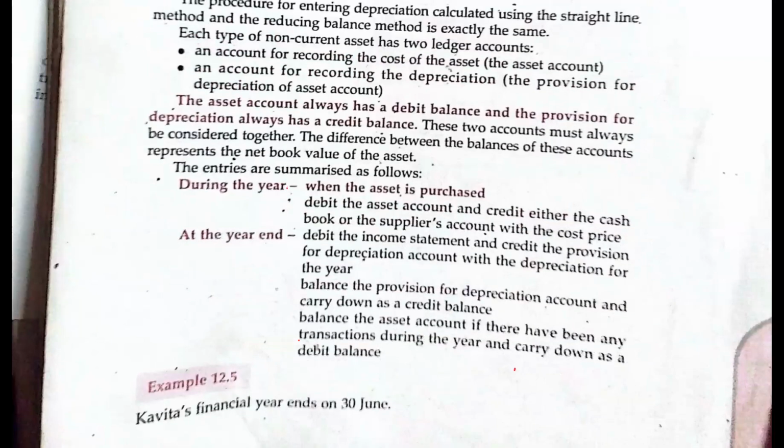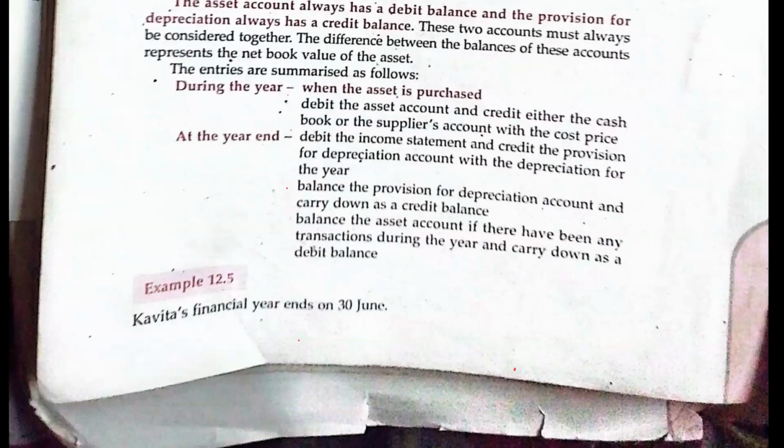Now, when the asset is purchased, what happens? You debit the asset account and you credit the cash account because you use the cash to purchase it. And at the end of the year, what do you do? You have to debit the income statement and credit the provision for depreciation. Why do you debit the income statement? It's because depreciation is debited in the income statement as an expense and credited in the provision for depreciation account as well. So this is important for you to learn.